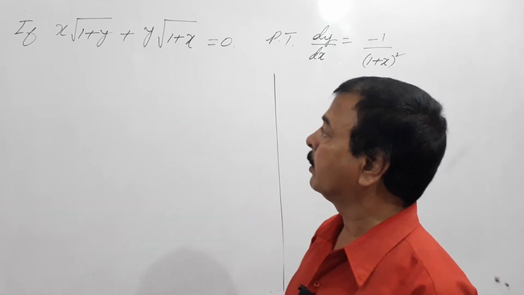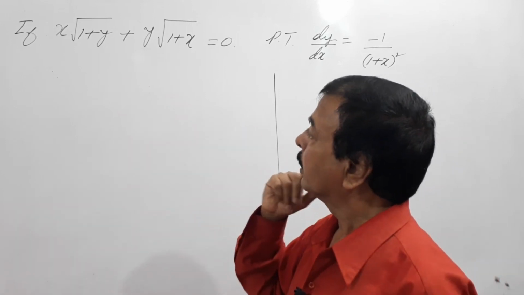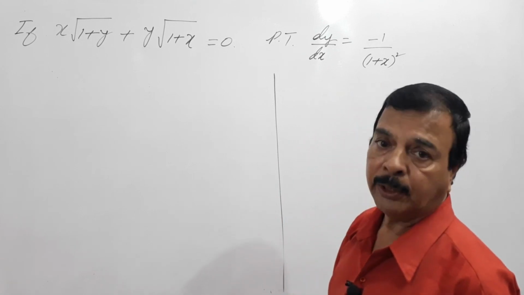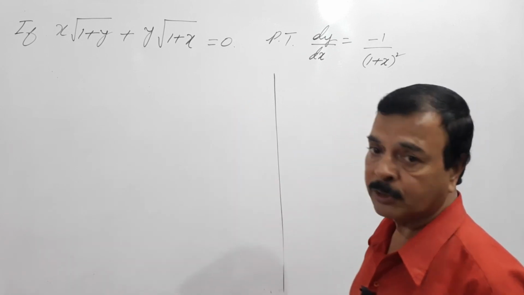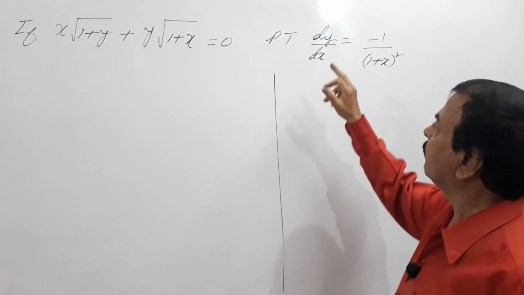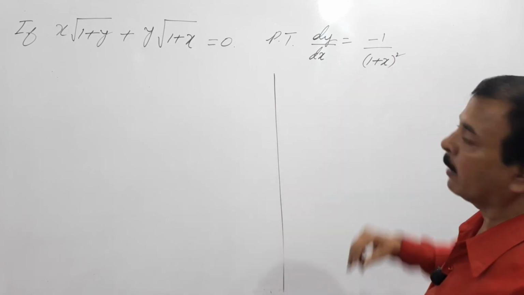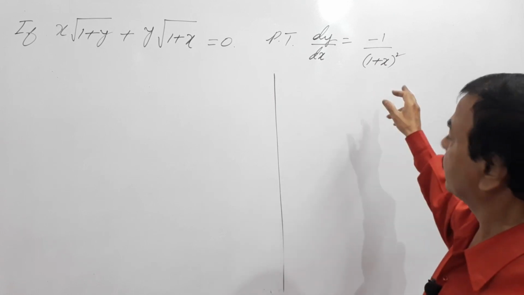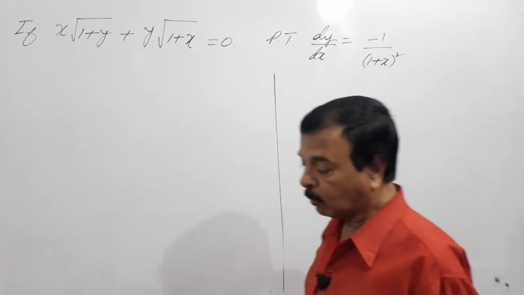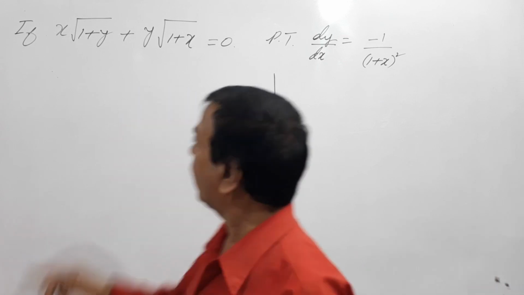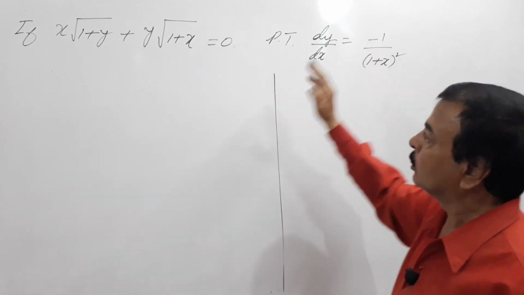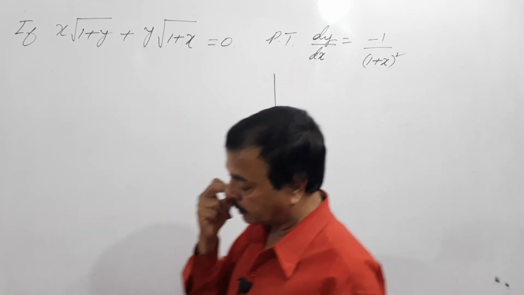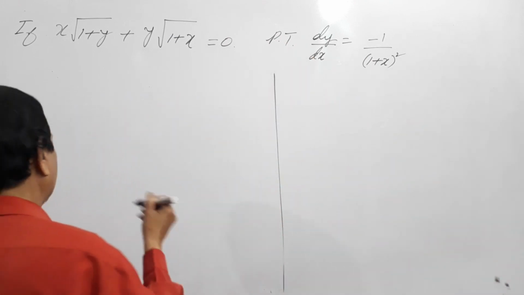Students, we have a problem here. If x into under the root 1 plus y plus y into under the root 1 plus x equals 0, prove that dy by dx equals minus 1 by (1 plus x) the whole square. So how to go about it? So we need to have a minus value here. So the best is I have to send this to the right hand side. Let us see this. We'll solve this problem.